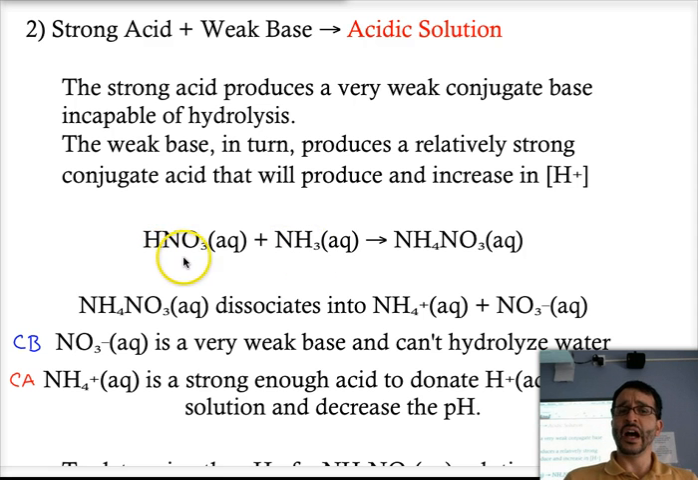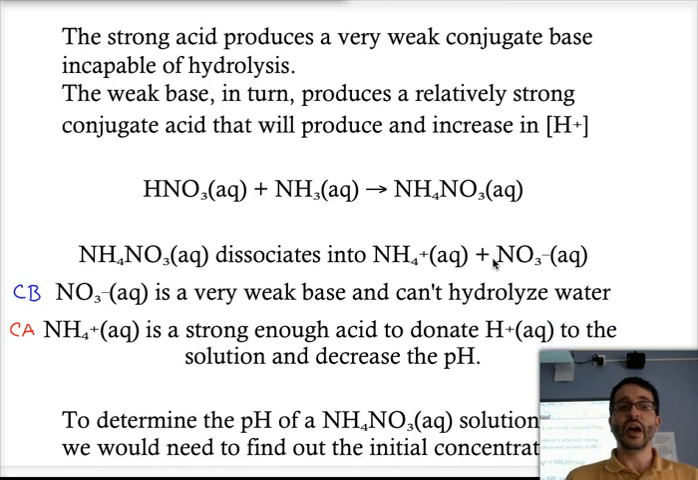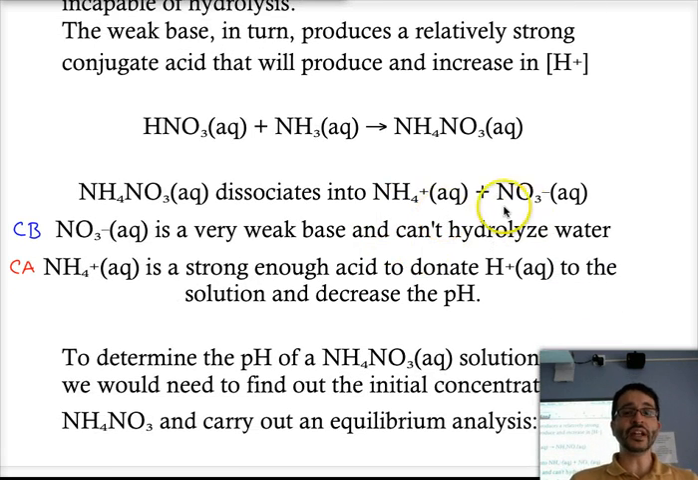If we react, like we spoke about earlier, nitric acid with ammonia, we're going to make ammonium nitrate. Now, ammonium nitrate in solution dissociates into the ammonium ion and the nitrate ion. The nitrate ion is the conjugate base of a strong acid, so it's going to be a very weak base and cannot affect the pH because it cannot hydrolyze water. Ammonium, on the other hand, is a conjugate acid of a weak base, and therefore is strong enough to be able to donate H+ into the solution, and therefore decrease the pH by increasing the acidity of the solution.